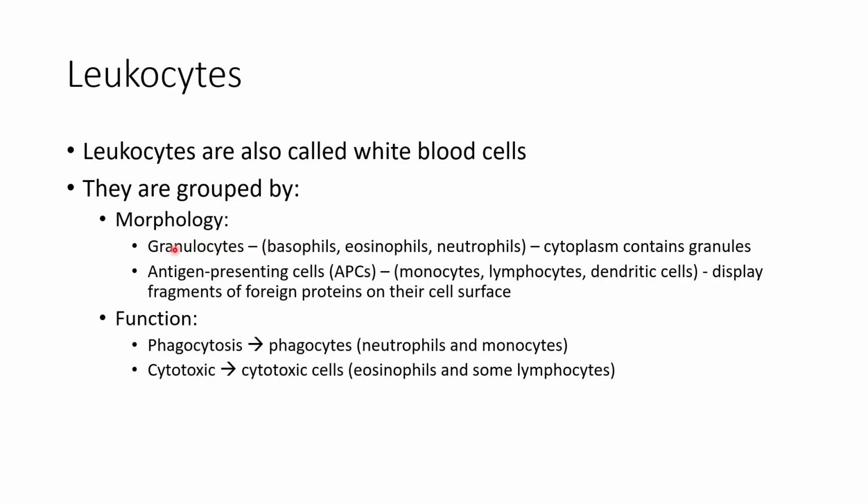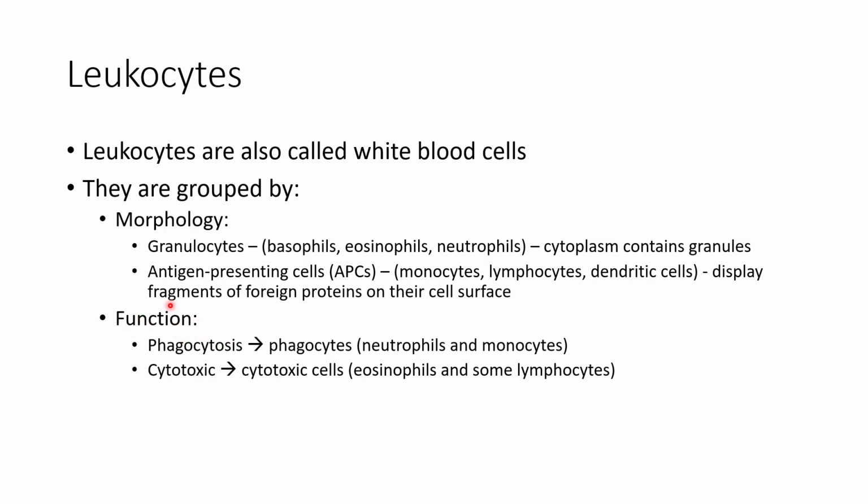We name them this because when you look at these cells under a microscope, their cytoplasm contains granules, and you see these almost crystal-like structures in them. The granulocytes are designated in their names with the phils. So this would be our basophils, our eosinophils, and our neutrophils. The other morphology is what we call the antigen-presenting cells, or APCs. These are our monocytes, our lymphocytes, and our dendritic cells. What they do is display fragments of foreign proteins on the surface of their cells. I'll explain that in just a minute.